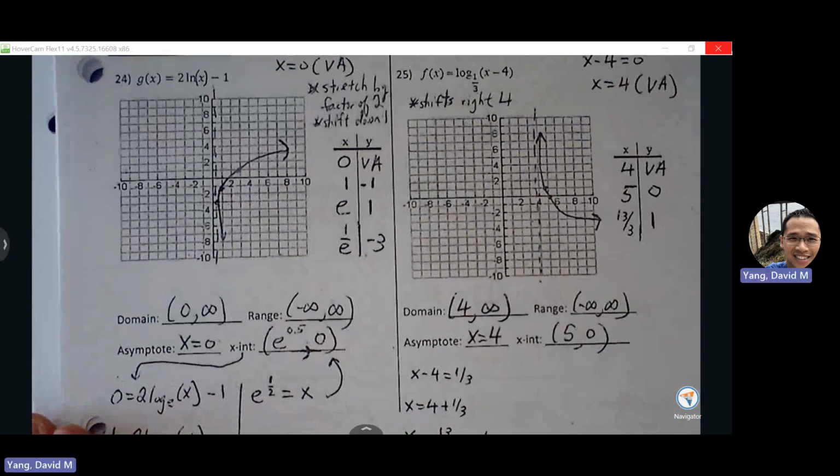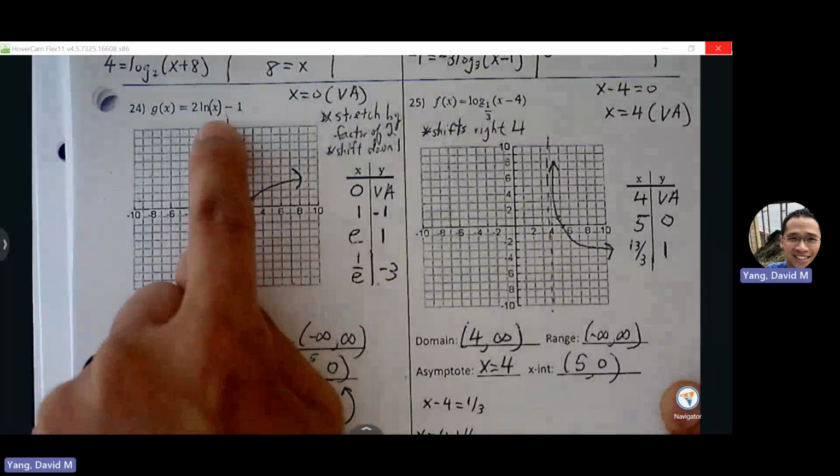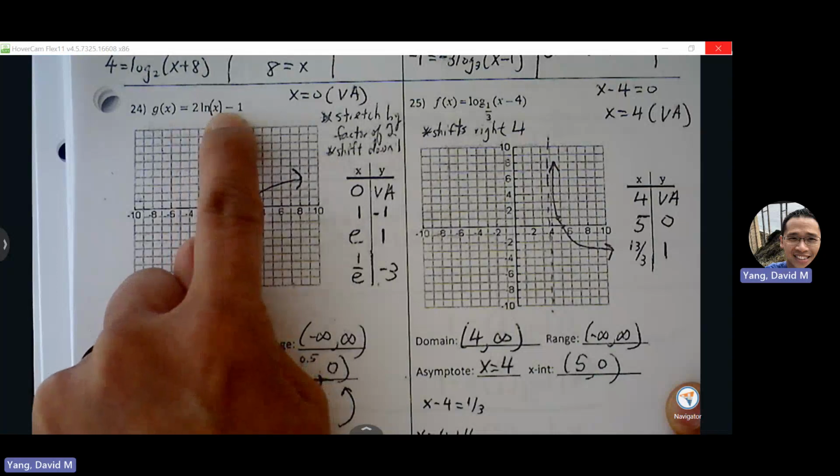Is the -3 rounded, or is it exact? That's exact, because the natural log of 1 over e is -1. -1 times 2 is -2, and -2 minus 1 is -3.